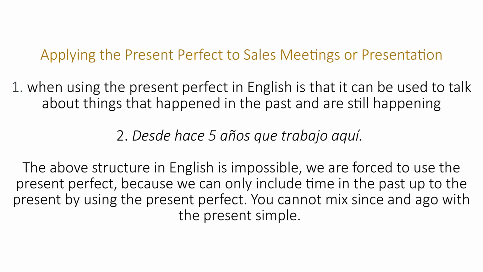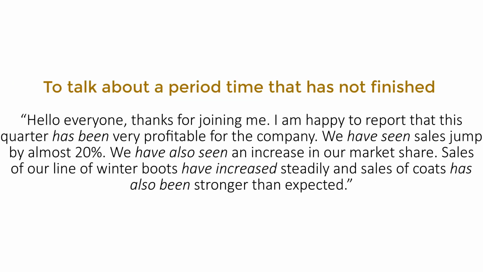Then we can use the present perfect simple and the present perfect progressive in the following way, okay? So first, to talk about a period of time that has not finished. The context for this example is the monthly managers meeting at the beginning of March. And as you know, in English, the first quarter is from January to March.